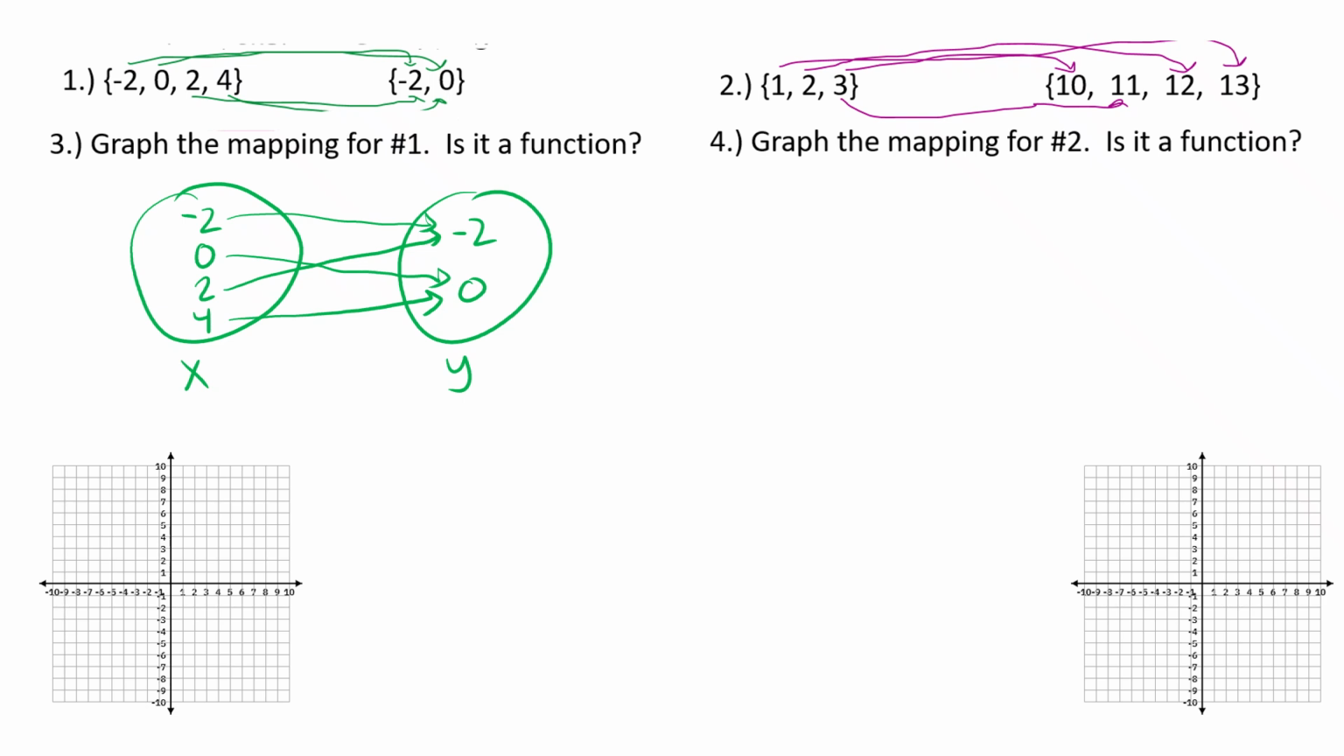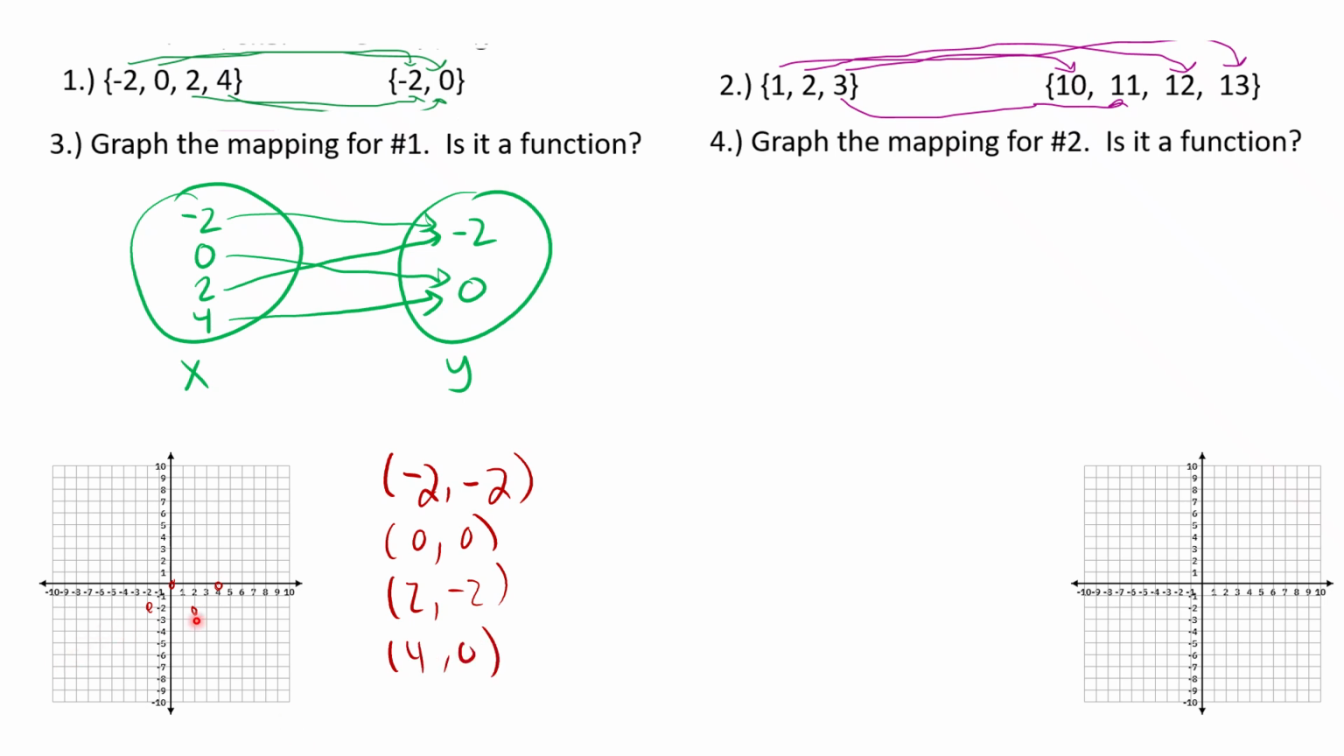Now, second question, kind of going to the third question. So we'll do 1 and then 3. Graph the mapping for number 1. Is it a function? You might be able to tell from this notation that yes, it is a function because each x value is only going to one y value. But to construct the graph, we want to look at what that mapping is. So -2 maps to -2, which is right there. 0 maps to 0. 2 also maps to -2. And 4 maps to 0. So we end up with that collection.